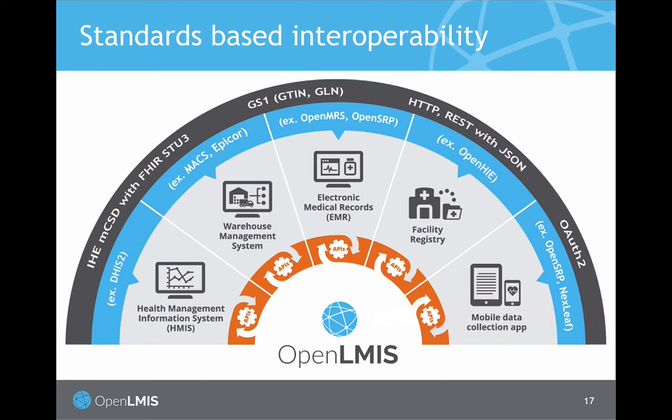End-to-end visibility is most efficiently achieved by interoperating with other systems using industry best practice standards. For example, the Global Standard 1 standard of a global trade item number, which identifies the exact item so all systems refer to it in the same way. With standards-based interoperability, countries can determine which systems are best for which function without giving up the ability to push and pull data across all systems for critical decision-making.